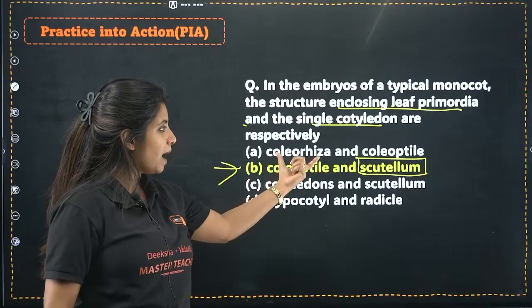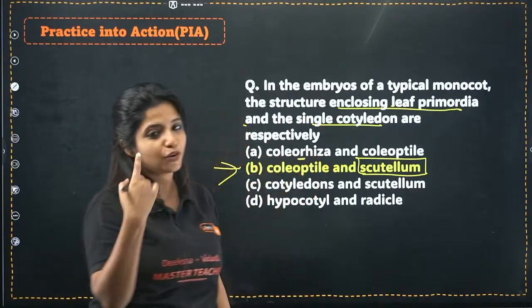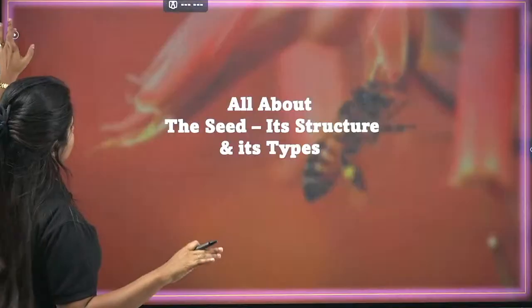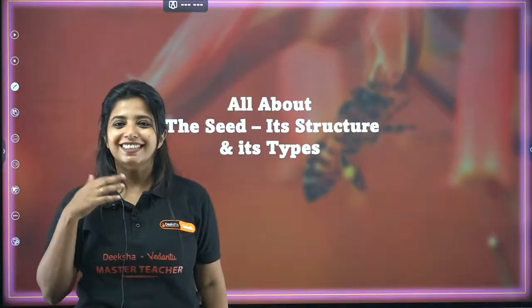And yeah, this part basically covers the root. Coleorhiza has an R for root. You can remember it like that. So that's also done. And now we go ahead and talk about the seed.